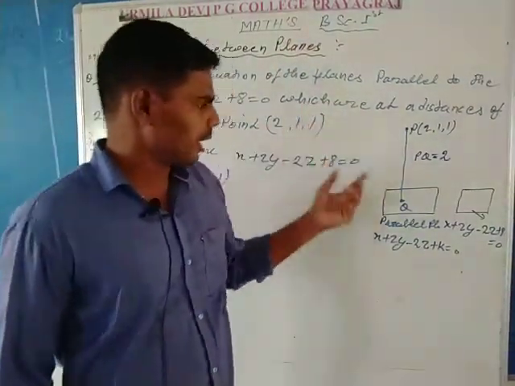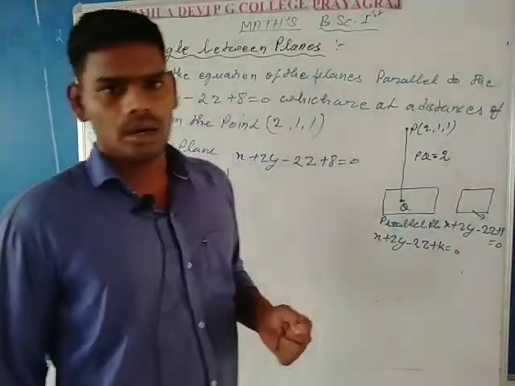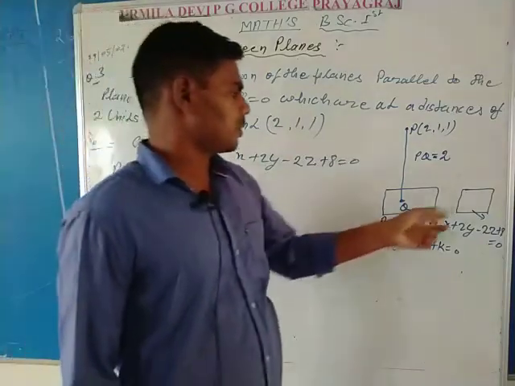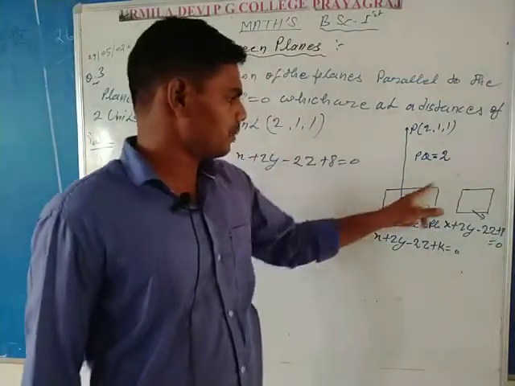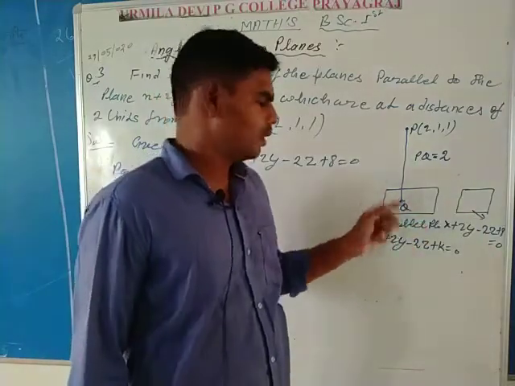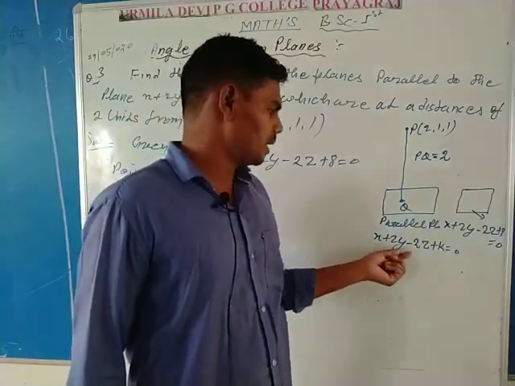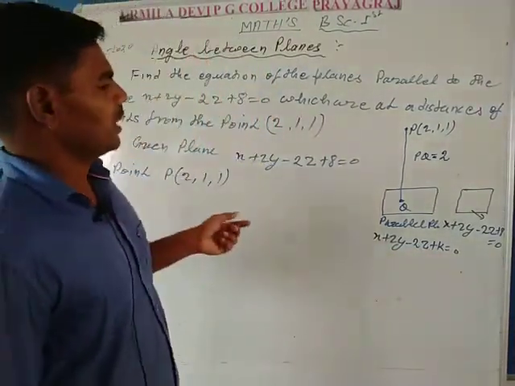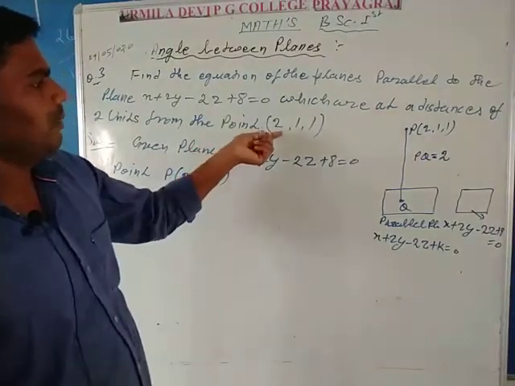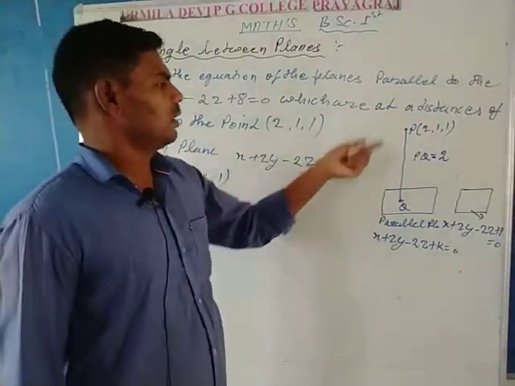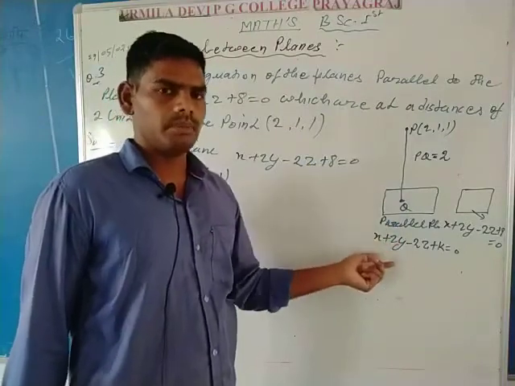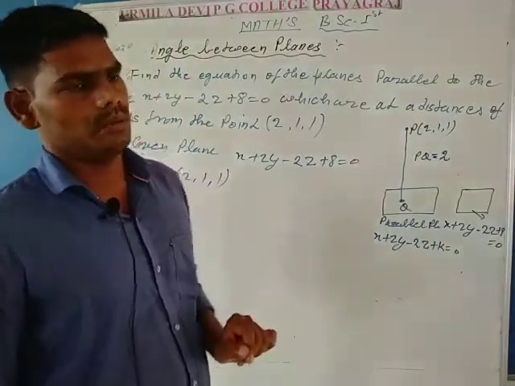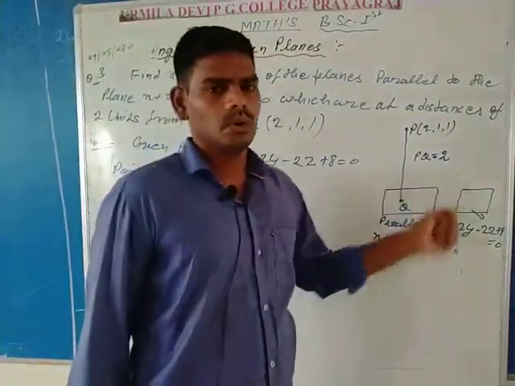So in the question, given a plane equation, we want to find the plane equation which is parallel to the given plane. So draw a parallel plane to the given plane, whose equation is x plus 2y minus 2z plus k is equal to 0. According to the question, the perpendicular length from point P, coordinates (2, 1, 1), to this parallel plane is equal to 2 units, meaning length PQ is equal to 2.